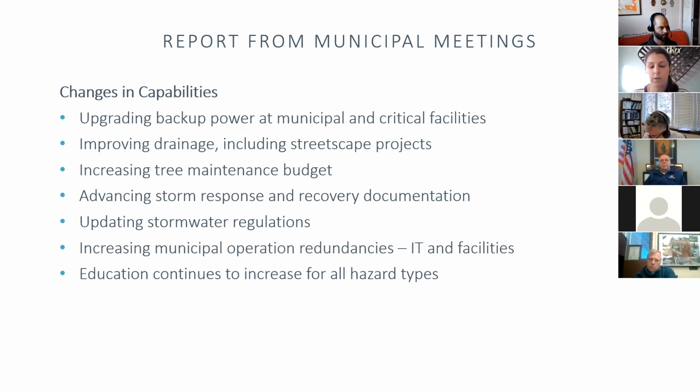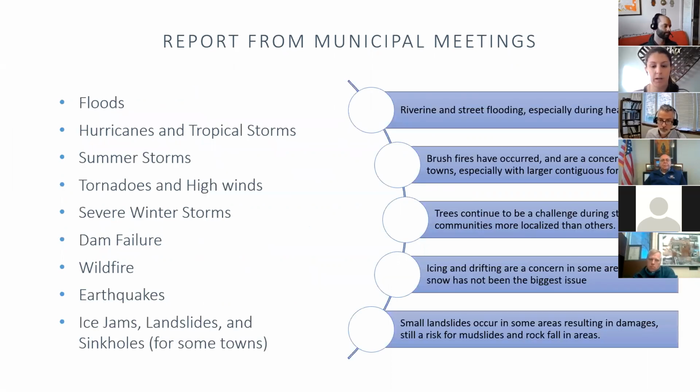Increasing operation redundancies. I think a lot of this came out of the current pandemic as well. So really identifying backup facility use as well as IT cloud storage. This is great though for other types of events. So really ensuring that you have those redundancies. And then education. We've seen a lot of mention of education, whether it was for flooding, extreme heat, extreme cold, improving education on websites. So a lot of good capability increases.